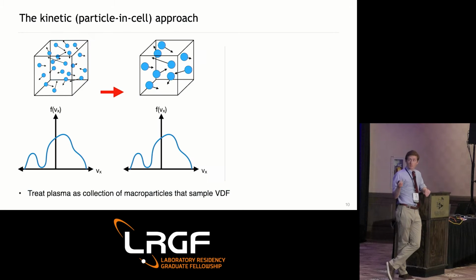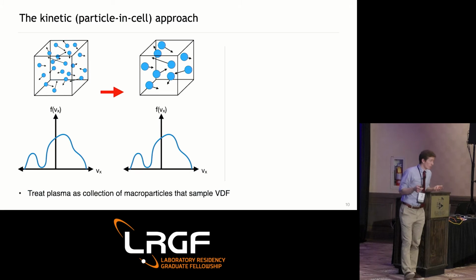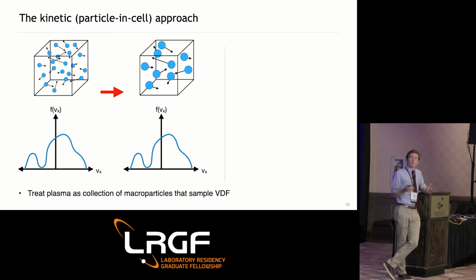So instead of running fluids, we are going to take a kinetic approach to modeling these systems, specifically the particle-in-cell technique. So in a PIC, instead of assuming Maxwellian, you basically treat the plasma as a collection of macro particles that sample the velocity distribution. This allows you to sample arbitrary velocity distributions as long as you have enough statistics in your system.